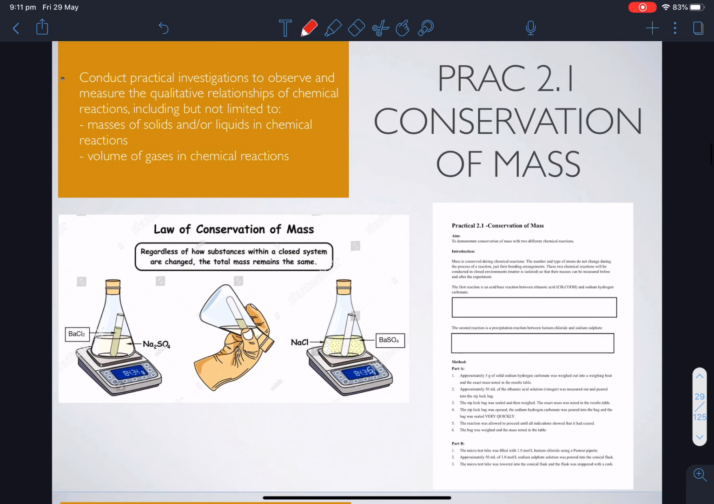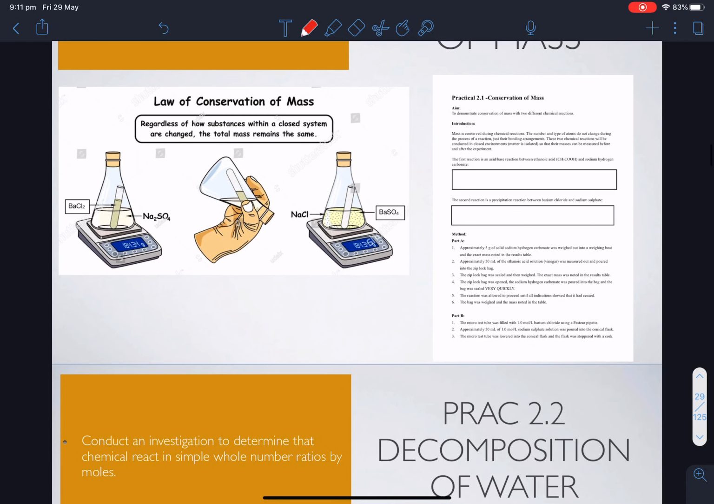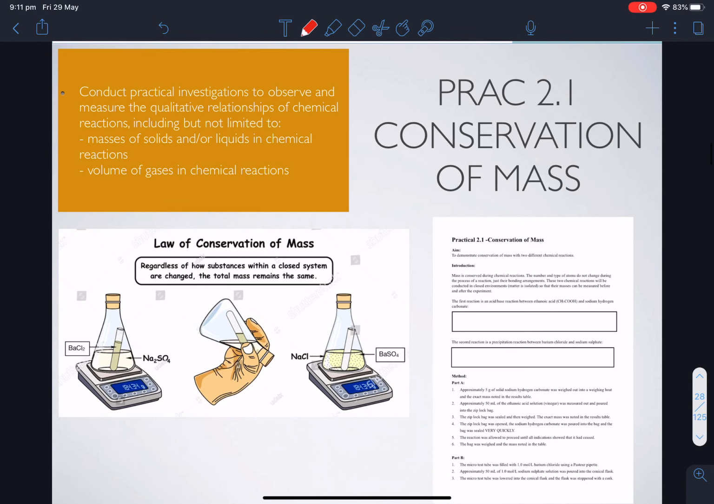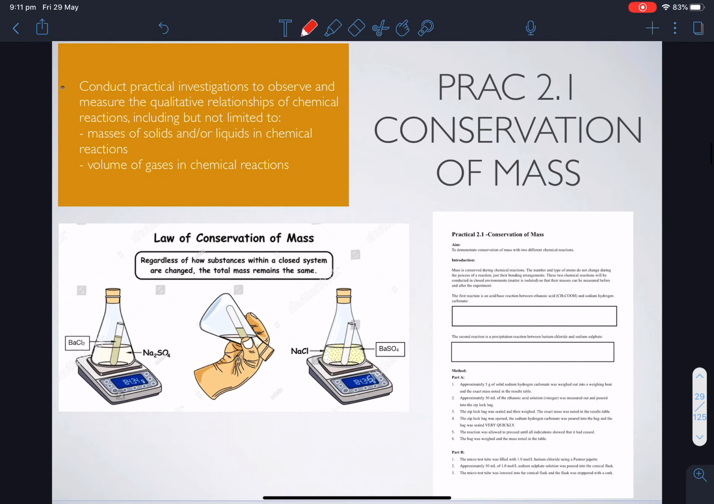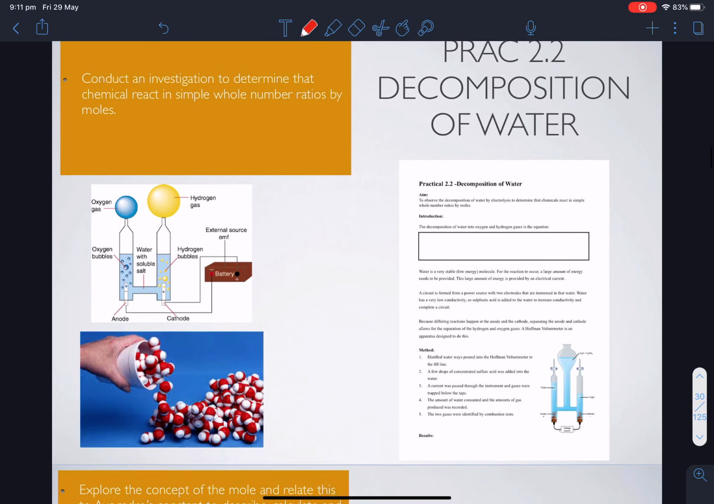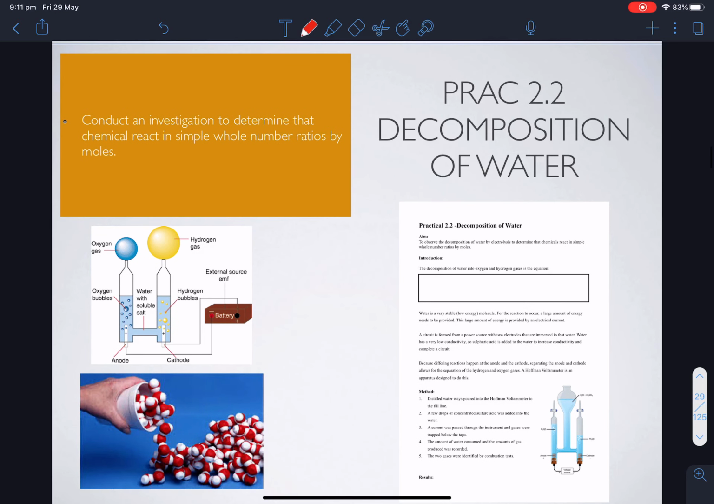And we've got a couple of little practicals to do. I'll go through those in a separate video one day. Conservation of mass with 2 reactions there. And also the decomposition of water, which shows a good molar ratio.